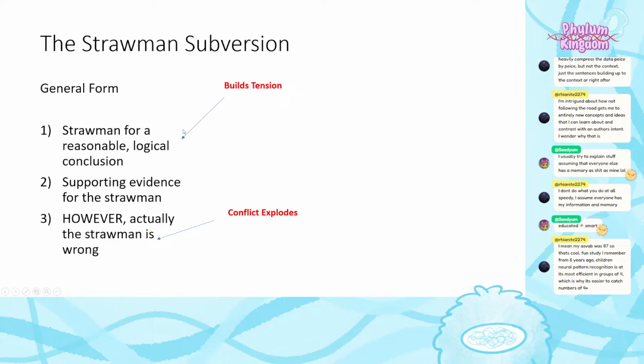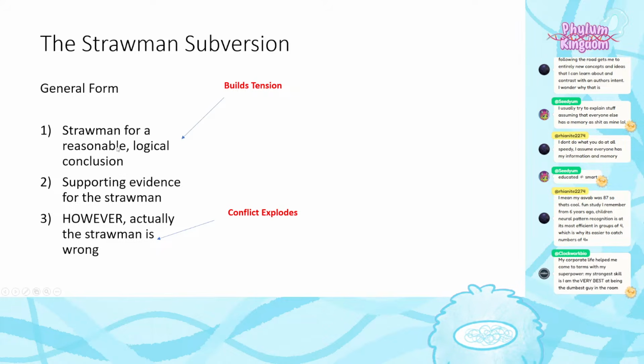This is what I'm calling the straw man subversion. So you straw man for a reasonable logical conclusion. So what does this mean? This means that I am putting an idea into your head. I'm putting an idea that seems reasonable to you in your head, and I am assuming that you are believing it. And I am going to make it look like I believe the idea too, up until a point where I pull the rug out from under you and I go, actually, this completely reasonable thing that you believe is wrong.